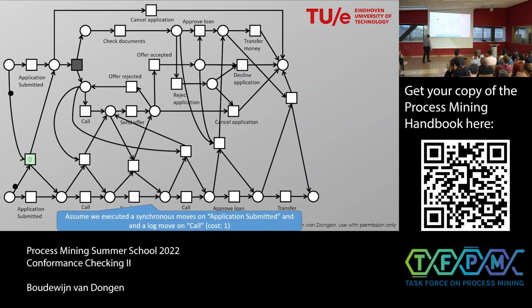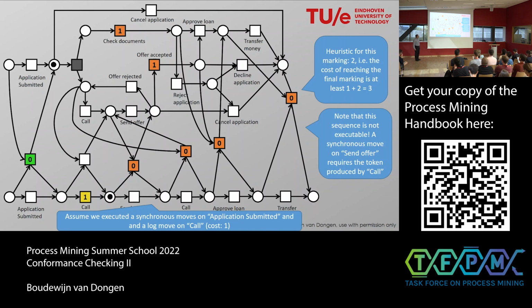So what does this lead to? Okay, sorry, we have one more example. Suppose we're here, and again, we ask for a solution, and then we know that we need to make cost at least 3, but again, we have a non-executable sequence, because it will try to synchronize on this call, and we've seen before that that is not possible.